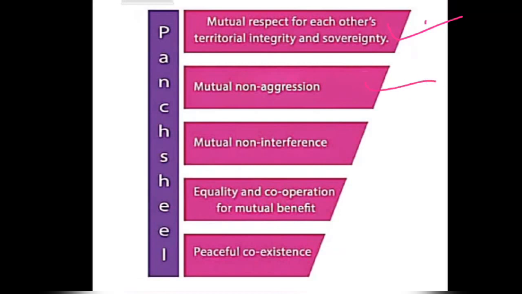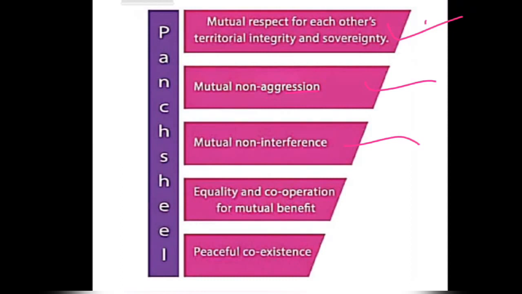Second one, mutual non-aggression. No one should interfere in others' affairs. Otherwise, we should not use any force. We should not take any force. That is called mutual non-aggression. We should not invade another country. Third one, mutual non-interference. No one should interfere in others' affairs. No country should interfere in others' affairs.